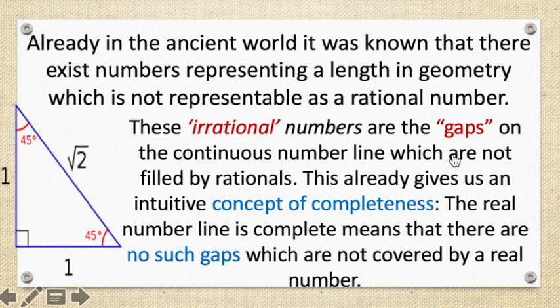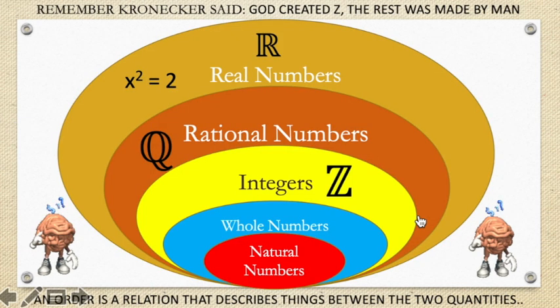These irrational numbers are the gaps on the continuous number line which are not filled by rationals. This already gives us an intuitive concept of completeness. When the real number line is complete, this means that there are no such gaps which are not covered by real numbers. So here are your irrational numbers.